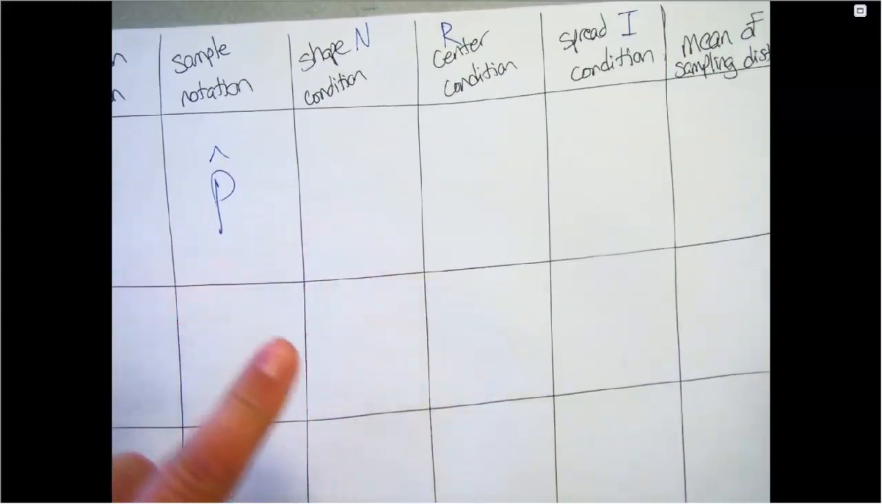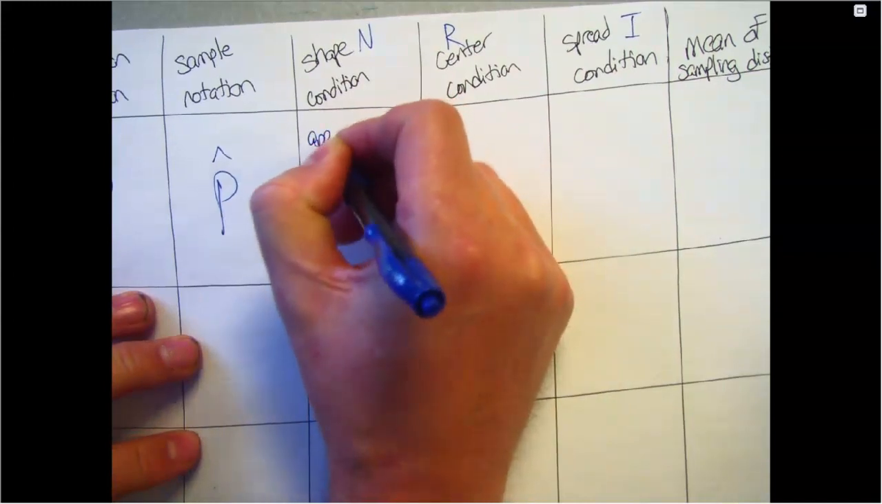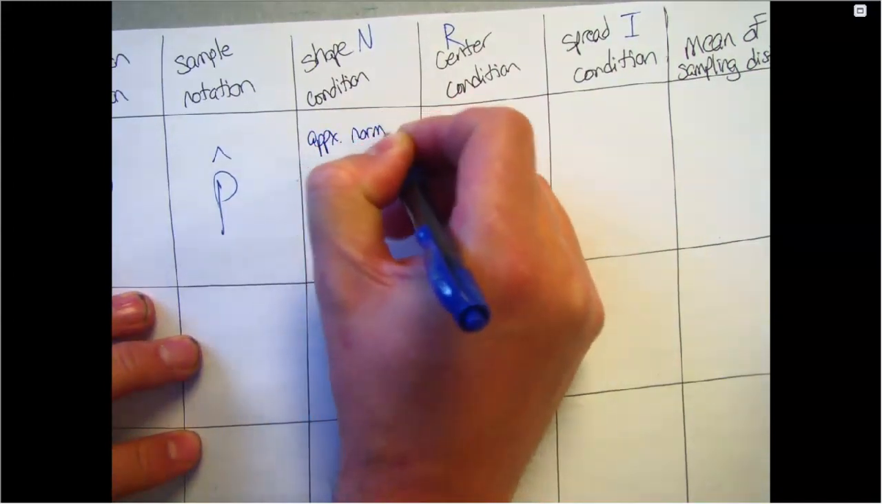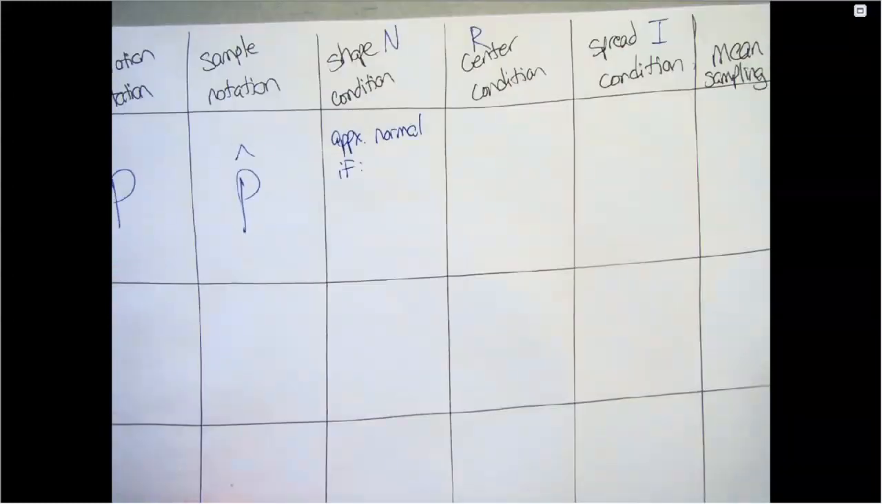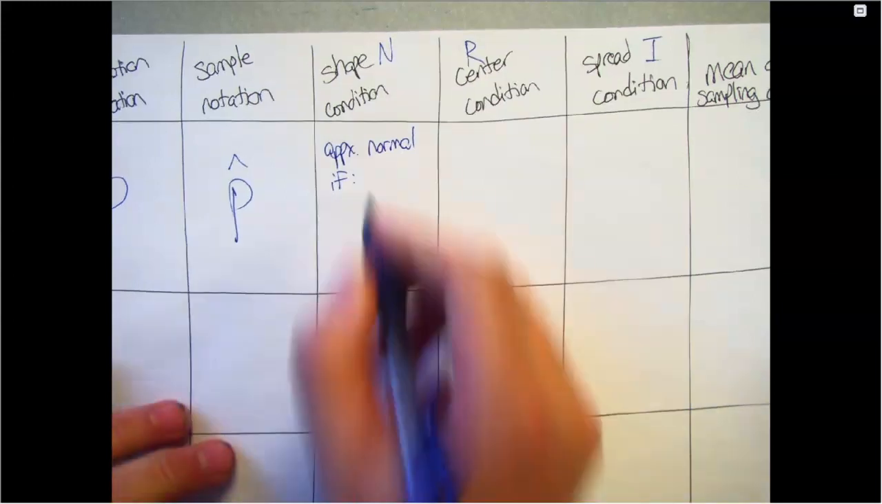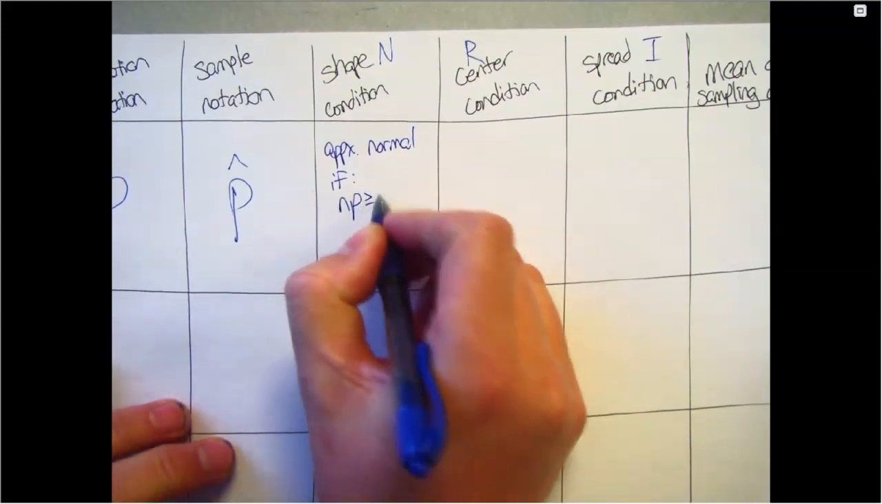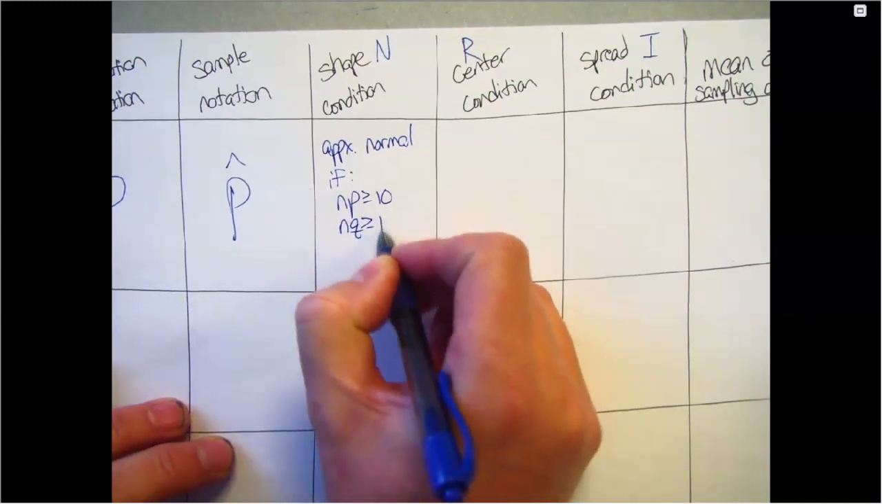And when we had a sample proportion, the shape of that was approximately normal as long as, do you remember? NP and NQ have to be greater than or equal to 10. Does anybody remember what that's called?